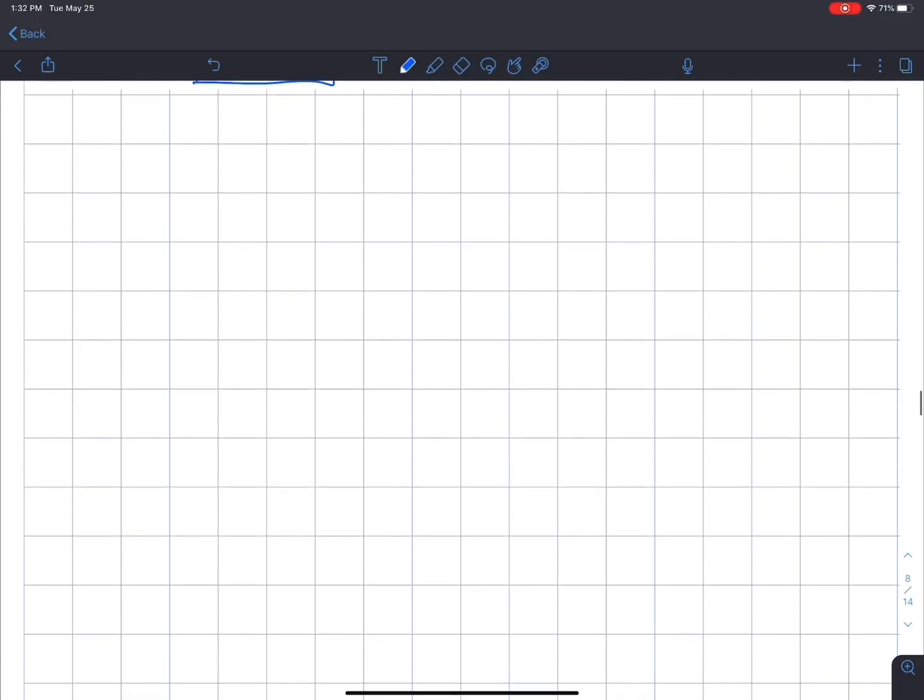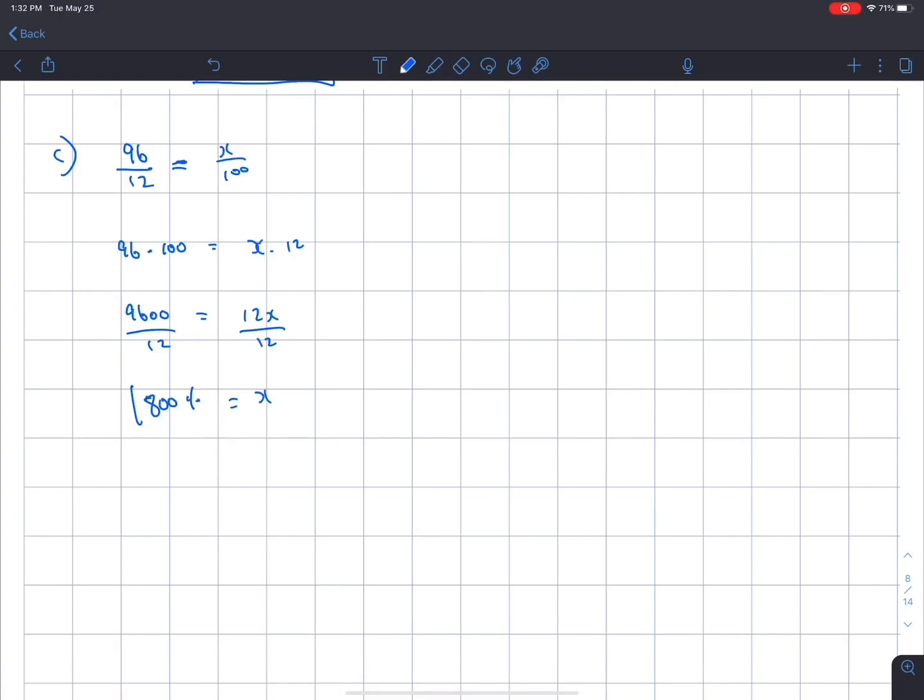C. 96 is the amount. What percent, so x over 100, of 12. So 12 is the base. We can cross multiply. 96 times 100 equals x times 12. So 9600 equals 12x, and then just divide both sides by 12. We get x equals 800. And because they're asking for percentage, this will be 800%.